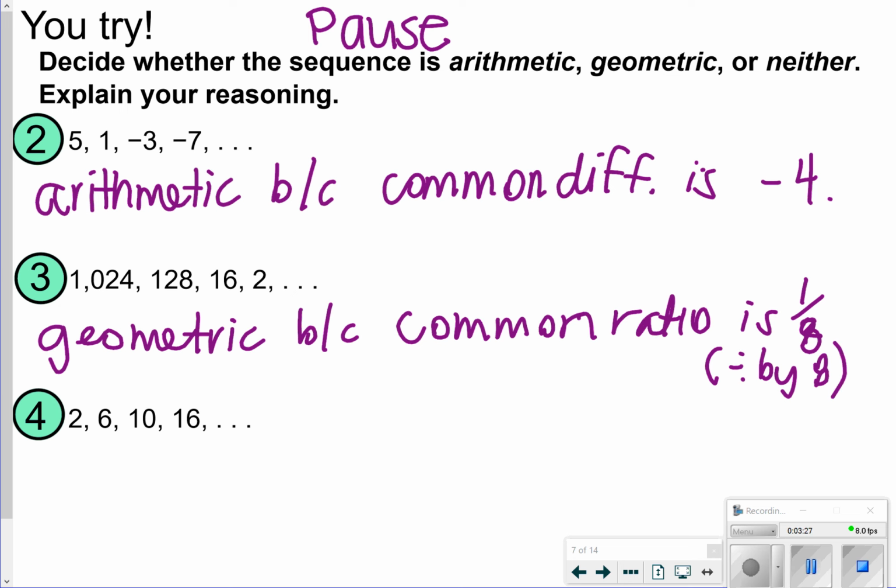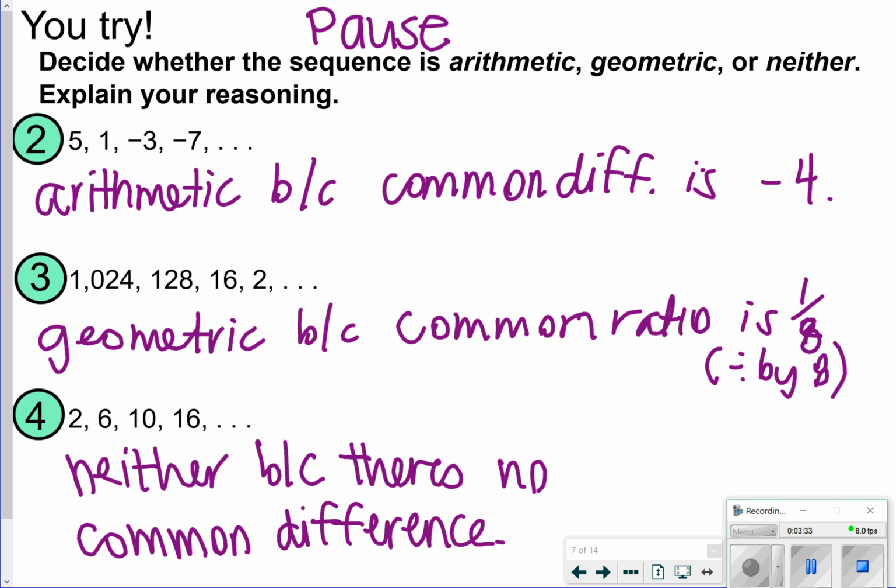The last one, you should have written neither, because there's no common difference. So for arithmetic, just make sure that your common difference is either addition or subtraction. Geometric is multiplication or division. And then neither would be when there's not a same one of those, or there's a mix of the two.